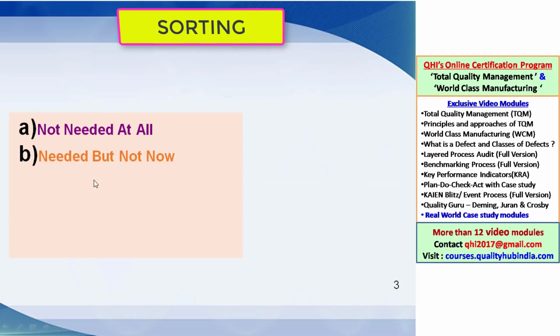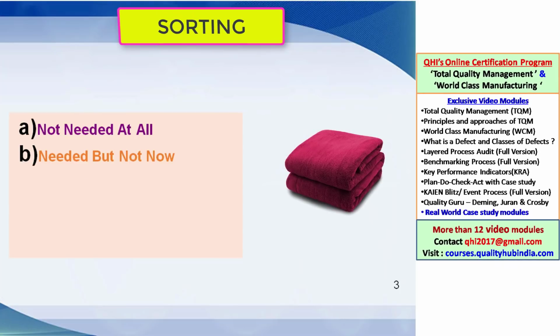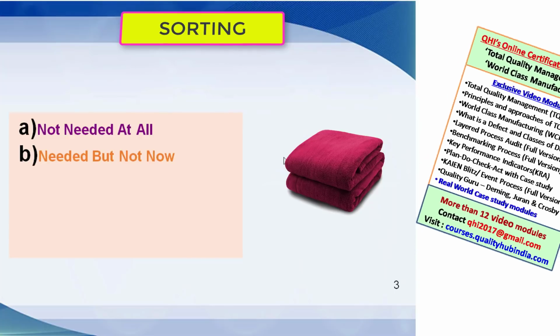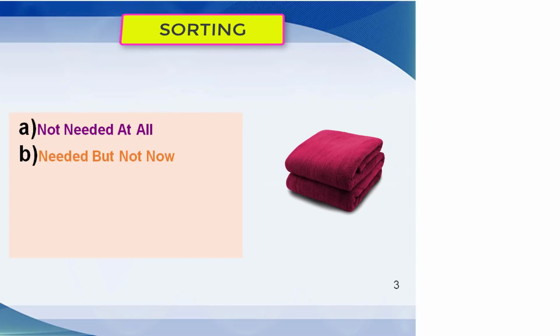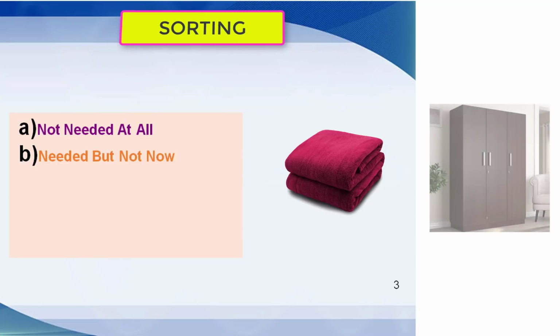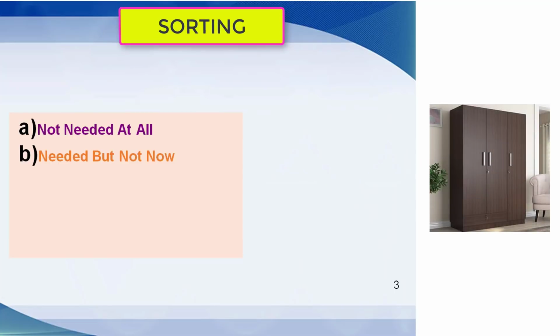At home, we need blankets and quilts, but those are needed in winter, not in summer. That means blankets are needed, but needed only in winters. So if they are not needed in summer, we should keep them somewhere outside in some storeroom which is not part of our routine work area.